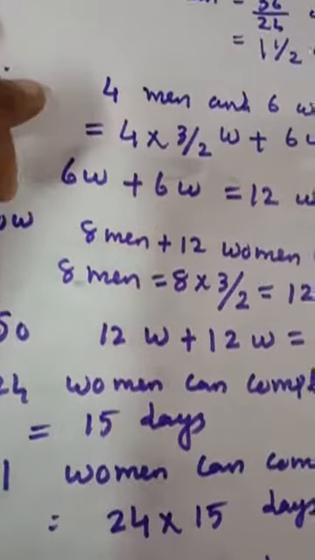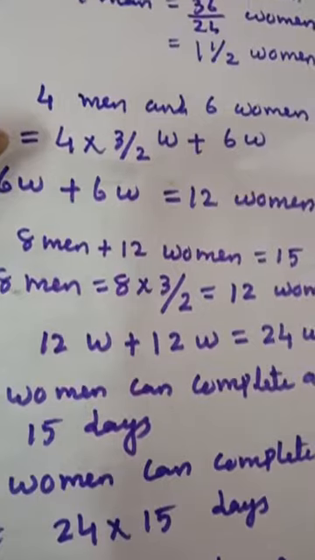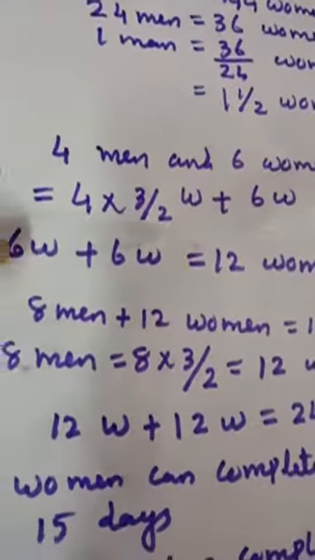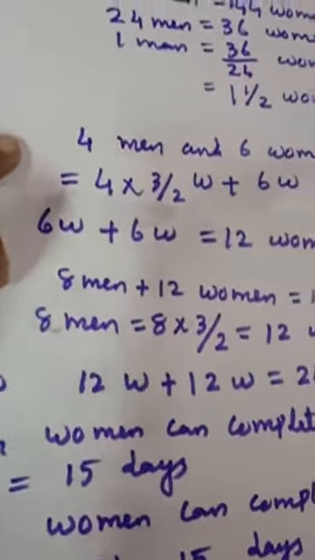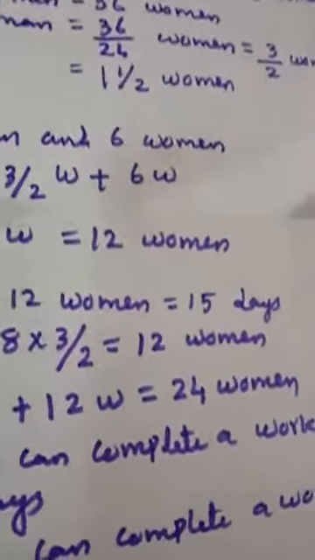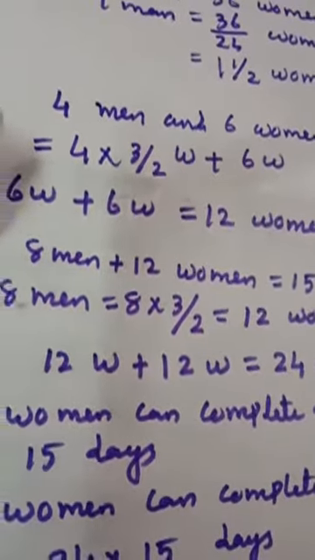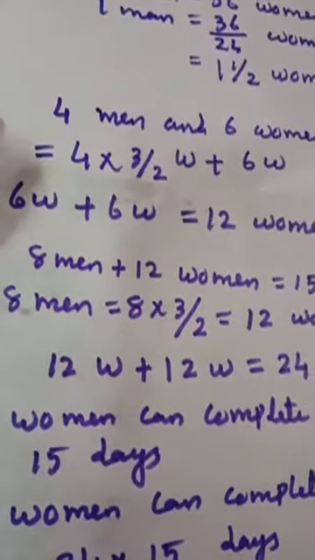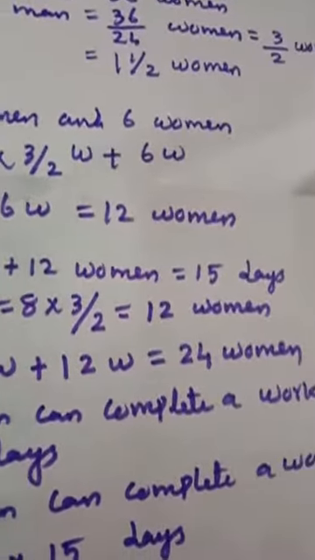Okay, clear? One man is equal to 1.5 women, so 4 men is equal to 4 into 3 by 2, that is 6 women, and the 6 women, 12 women total. Now we already found 8 men plus 12 women can complete a work in 15 days. We want to find the number of days. So you can take the first case or the second case. Here I am taking the second case. In the second case, 8 men plus 12 women can complete a work in 15 days.